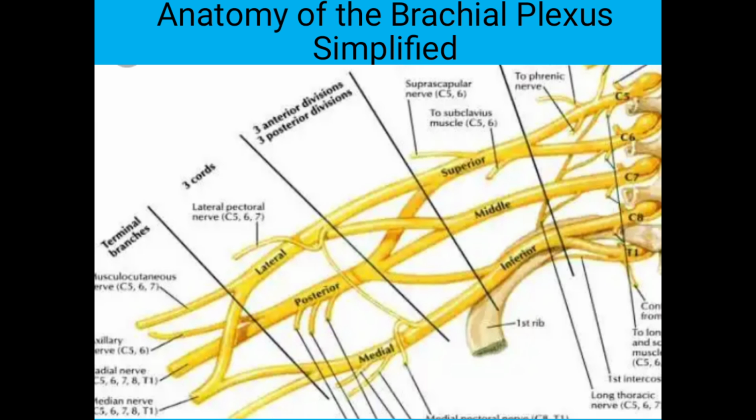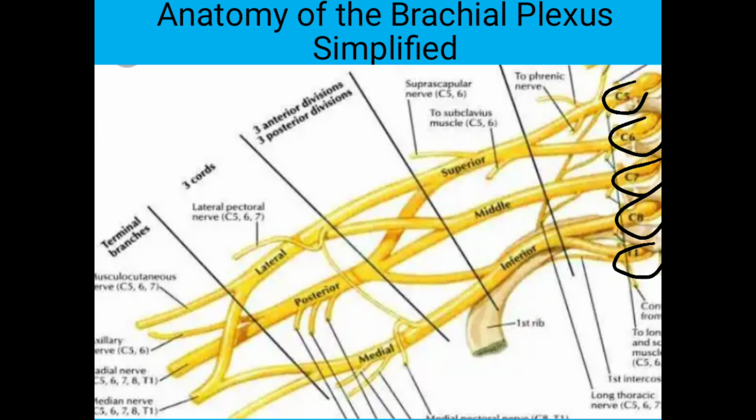Brachial plexus is defined as a network of nerves that innervates the muscles of the upper extremity or upper limb. The brachial plexus is formed by the anterior rami of spinal nerves C5 to T1: C5, C6, C7, C8, and T1. These 5 spinal nerves form the brachial plexus.